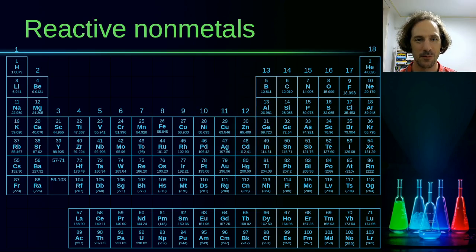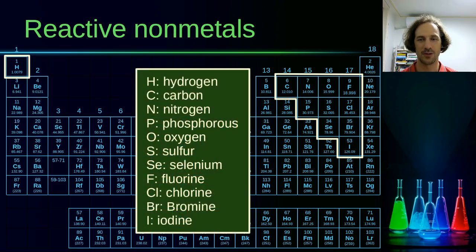If we take a look at the reactive nonmetals, most of them we will find here on the right-hand side of the periodic table, except for hydrogen, which is a weirdo. So hydrogen is placed on top of the alkali metal elements, but it is a reactive nonmetal, so it has more in common with the elements on the right-hand side here. So hydrogen got its name because if you burn it, you will get water, and hydro is actually water, so hydrogen is the element that generates water.